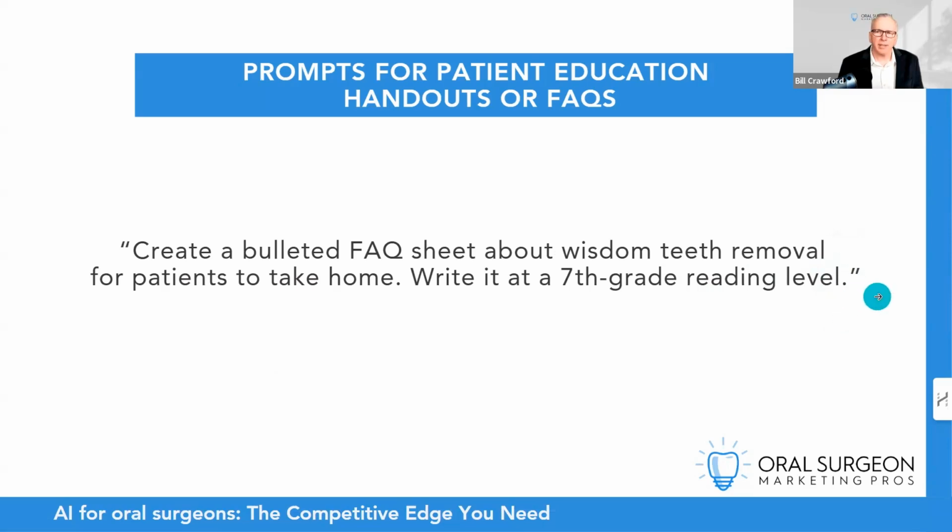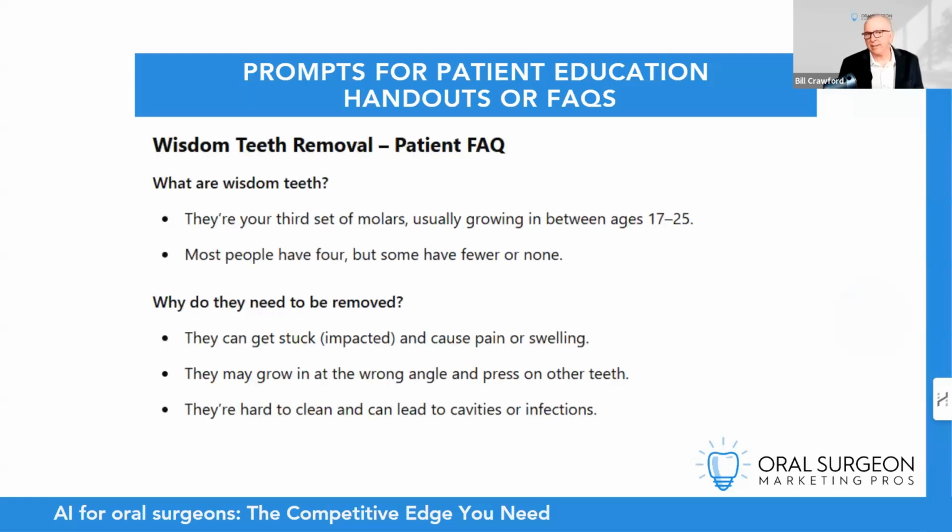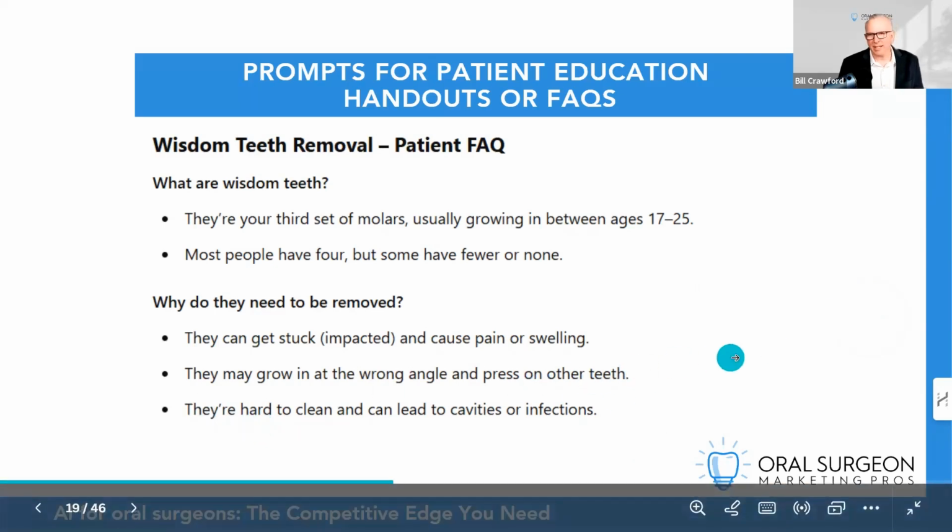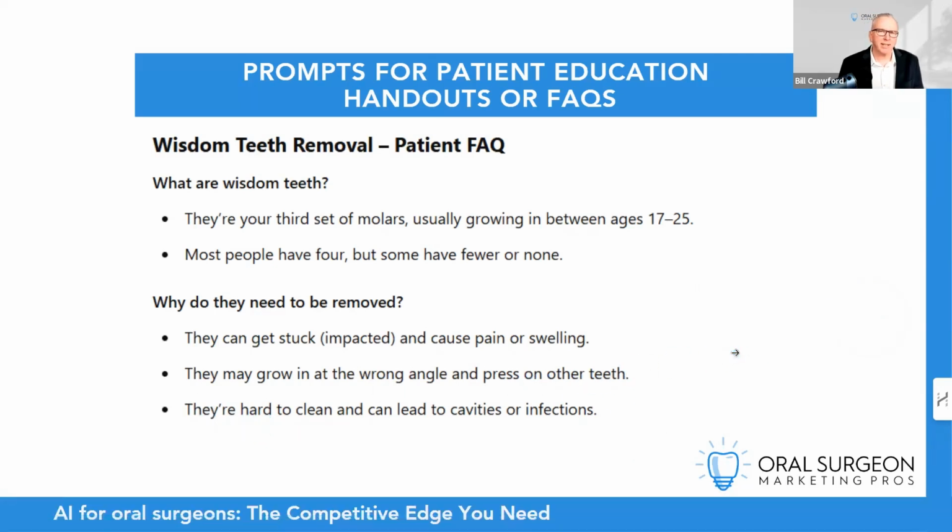All right. Prompts for patient education handouts or frequently asked questions. Create a bulleted frequently asked question sheet about wisdom teeth removal for patients to take home. Write it at a 7th grade reading level. Okay, this is pretty detailed. Now, this is an area where, of course, you're going to want the doctor to review what's being said, because with anything you get from ChatGPT, you should review it, because ChatGPT does make mistakes. It absolutely does. Usually it's right, but we can't afford mistakes, so everything must be reviewed. But this is really good. This is an amazing start if you're trying to create an FAQ for something like this.